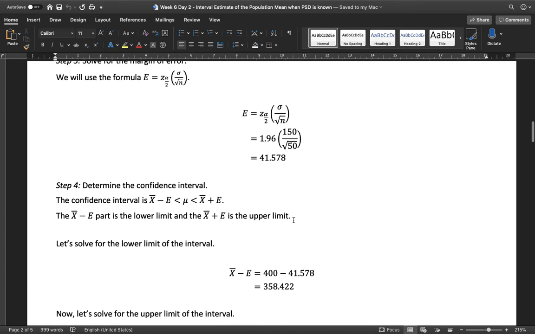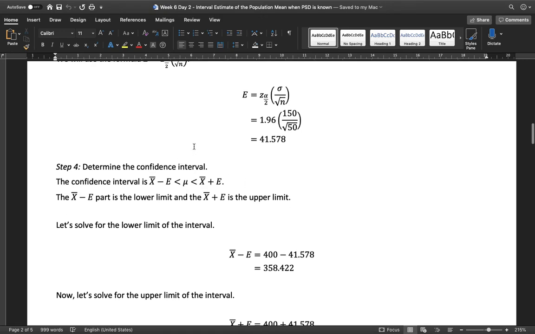So how are we going to determine the interval estimate? By the way, ang interval estimate tawag din sa kanya ay confidence interval. So the confidence interval is we take the sample mean, subtract the margin of error, and add. The sample mean minus margin of error, ang tawag dyan ay lower limit. Yung pag in-add naman si margin of error, ang tawag dyan ay upper limit.